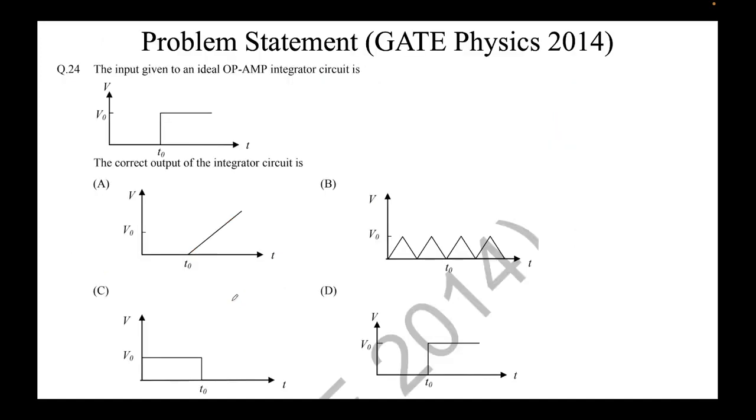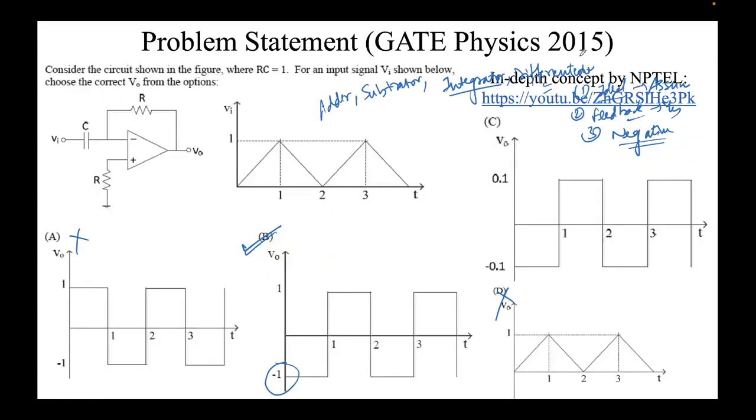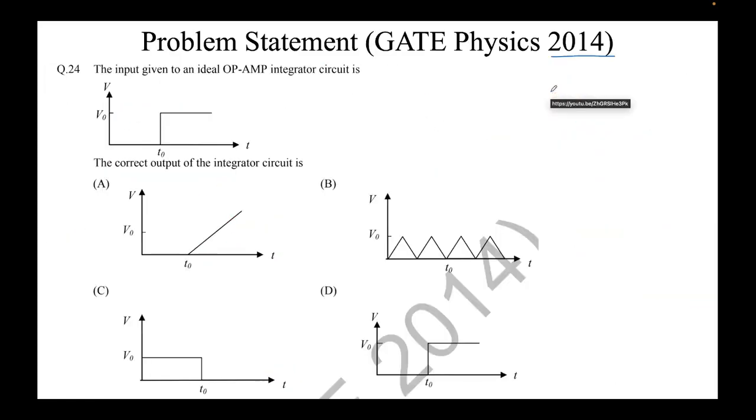A counterpart to this is the integrator circuit. This was asked in 2014. See, in 2014 they asked about integrator, in 2015 they asked about differentiator. They are repeating the questions, just slightly changing the problems. Okay, so the input is okay. Ideal is given as always. Yes, the question itself says ideal. Second, feedback.